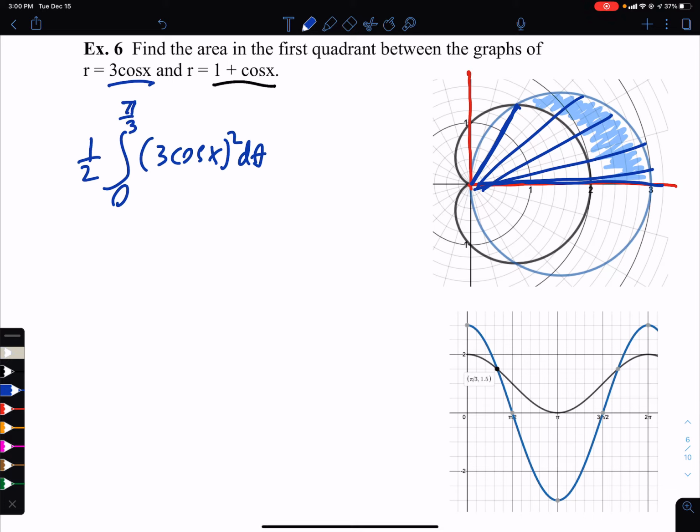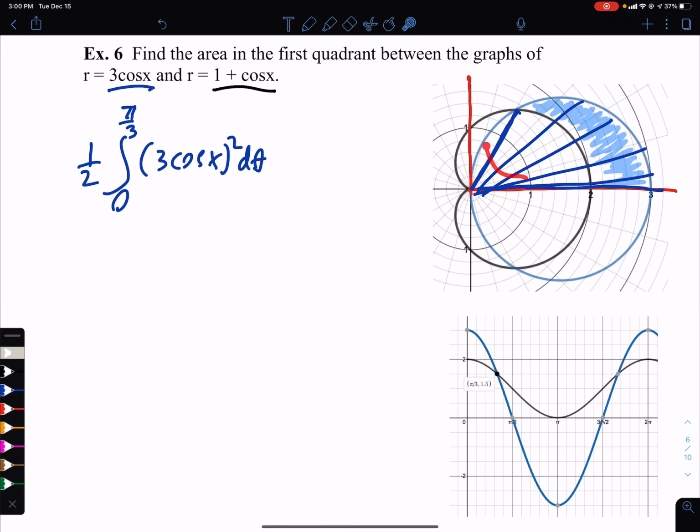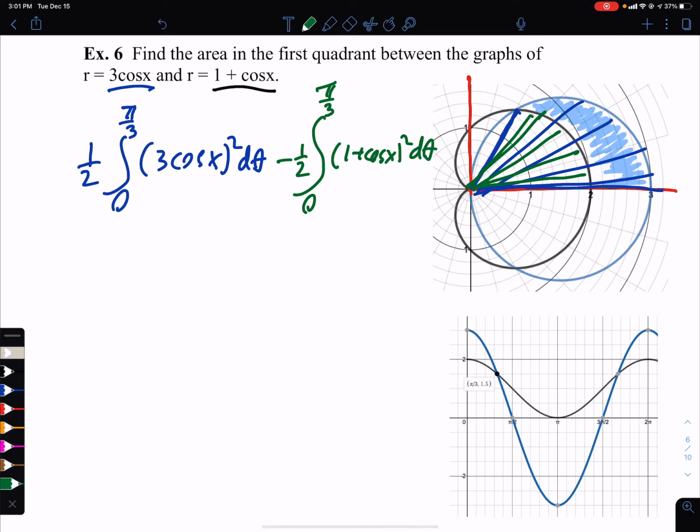And then you need to subtract all this extra stuff in here. All this is extra. I only want that area. So that I'm going to mark with green. So we are going to sweep that area out. So I need to subtract 1/2, and it's also 0 to pi over 3 as we look at that. And it's going to be r squared. This time it's going to be 1 plus cos x squared d theta. Pop those in your calculator, and you get your answer.